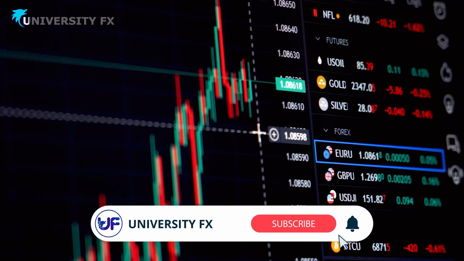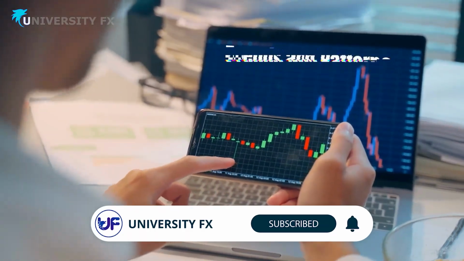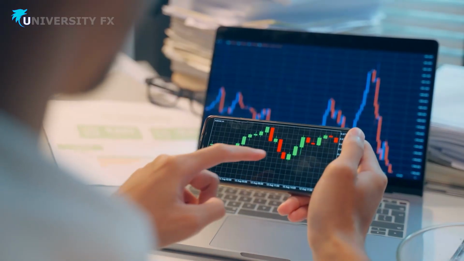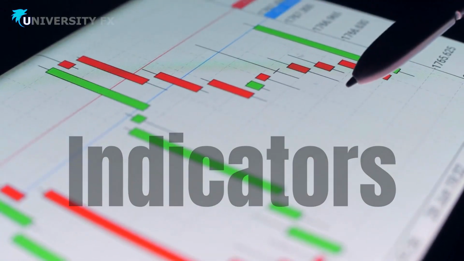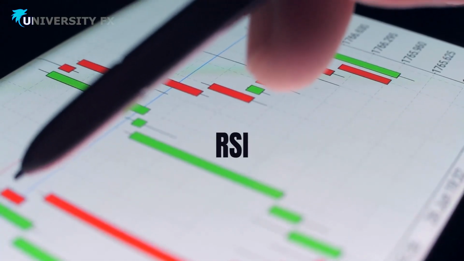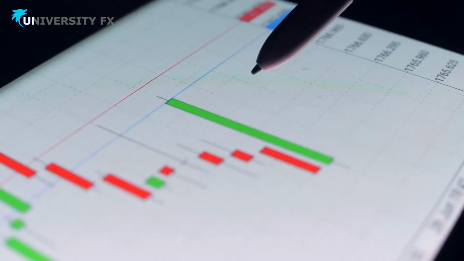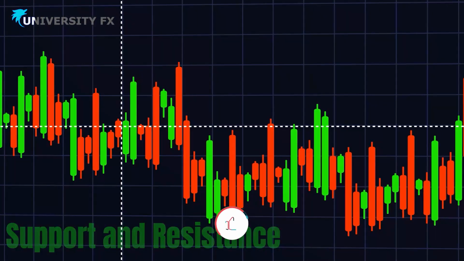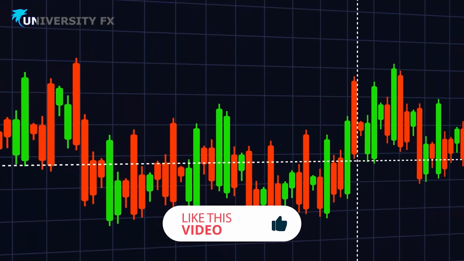Some of the core principles include trends and patterns, identifying uptrends, downtrends, and sideways markets through tools like trend lines and channels. Indicators, using moving averages, RSI, MACD, and Fibonacci retracements to predict market behavior. Support and resistance, spotting price levels where buying or selling pressure has historically been strong.